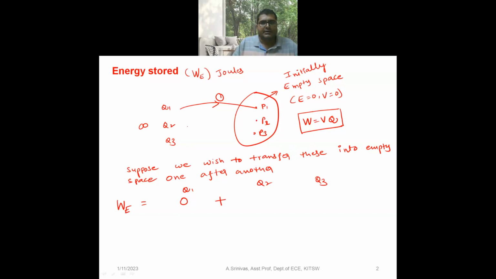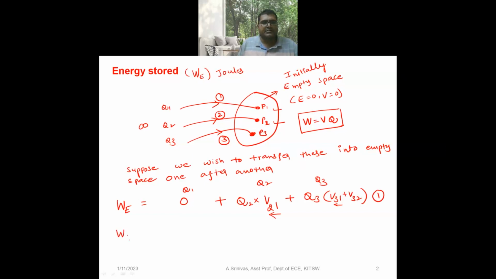Plus, in the second attempt, Q2 charge is to be transferred. At the time of transferring Q2 charge at P2, the Q1 charge is already transferred at point P1. So it is multiplied with potential at 2 due to Q1 charge, plus the next is Q3 charge to be transferred, and at the time of transferring Q3 at P3, the Q1 and Q2 charges are already present in the space. Means some amount of potential will be present at point P3 due to Q1 charge and Q2 charge. That is potential at 3 due to 1 and potential at 3 due to 2. Let it be equation 1.